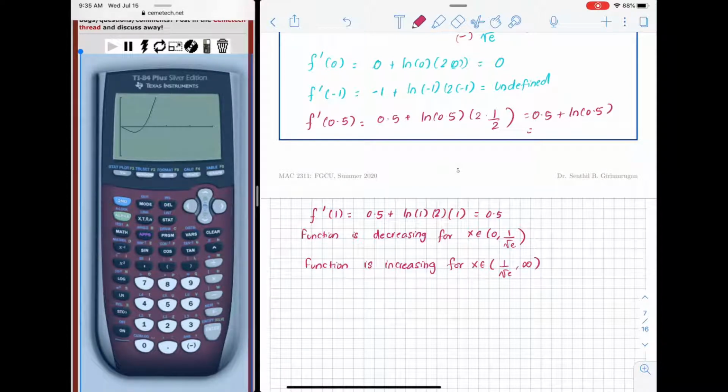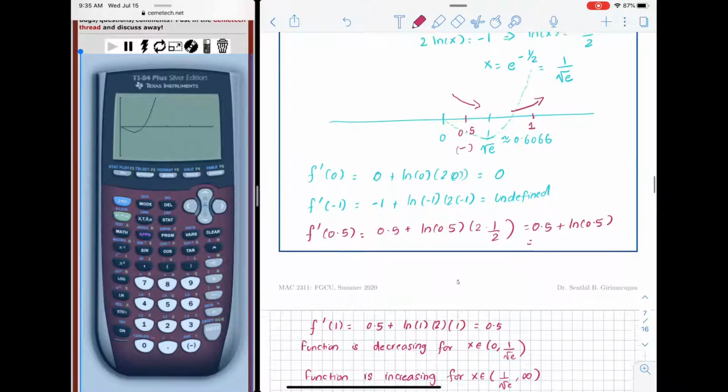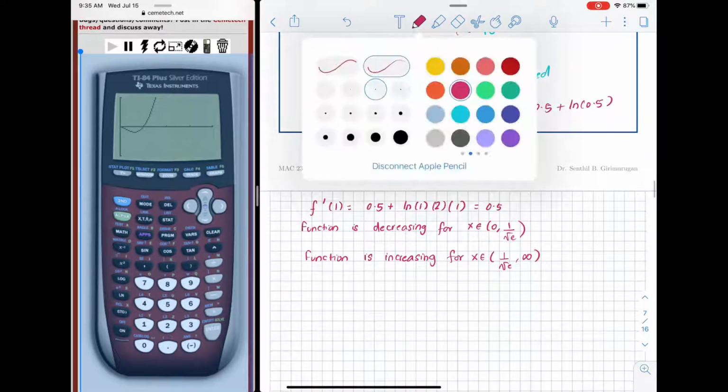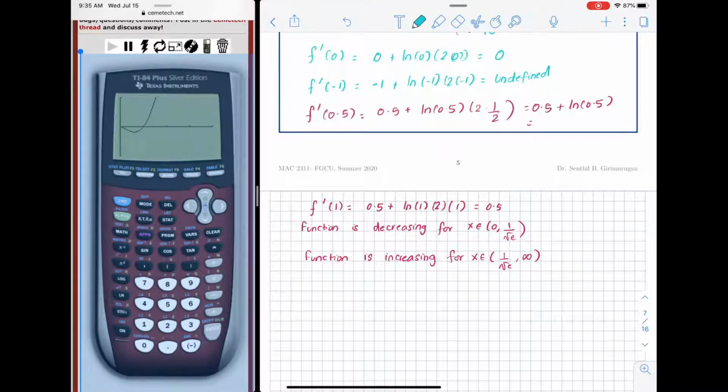Now, we could not have seen that particular dip, the minimum, without the aid of the first derivative test, which is why the first derivative test is quite important. So now that we've identified the critical value and the intervals where the function is increasing or decreasing, we can move on to finding the points of inflection, for which we need to find the second derivative.